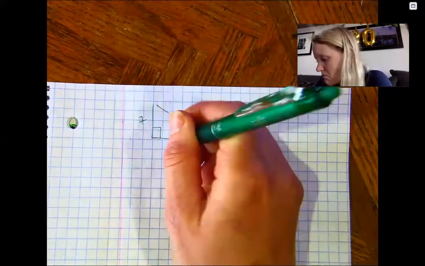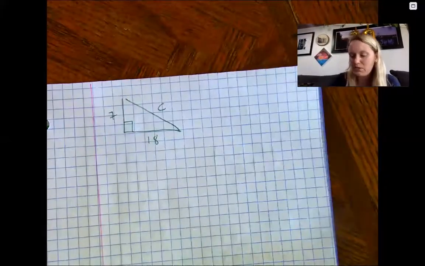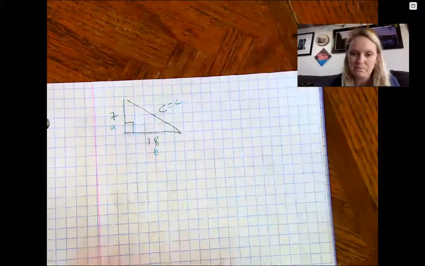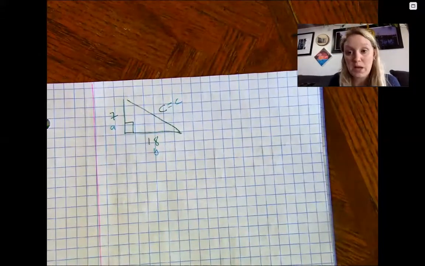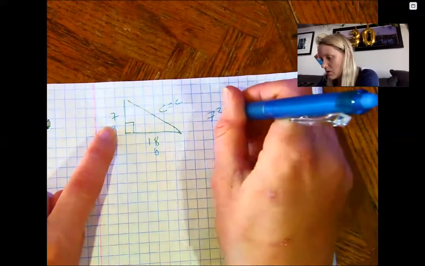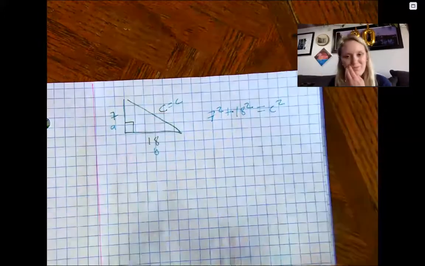Do 7, 18, and C. Okay, my first step is just decide which one's A and which one's B. It does not matter, but that one is always C. So step 1, plug in what I know. I know A is 7, so 7 squared plus B is 18, 18 squared equals C squared.